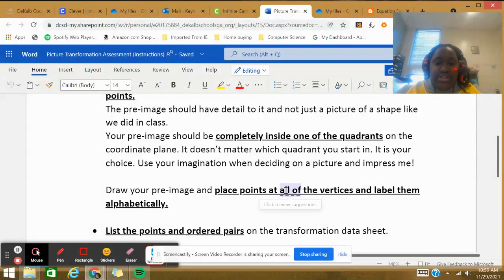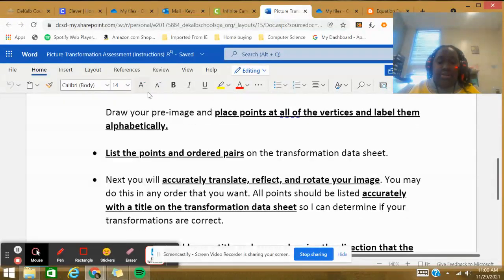Draw your pre-image and place points at all of the vertices and label them alphabetically. So if you got 20 different points, you're gonna have 20 letters for those points, okay? And you're gonna label with A, B, C, D, E, F, G, H, I, J, K, and so on. Once you do that, you're going to list the points as ordered pairs on the transformation data sheet. You've got two options. You can either put the points on the back of your graph, or you can just write it on a separate sheet of paper and staple it and turn it in.